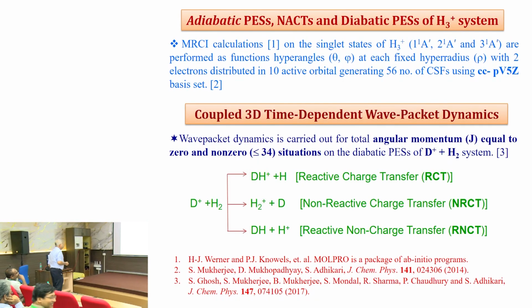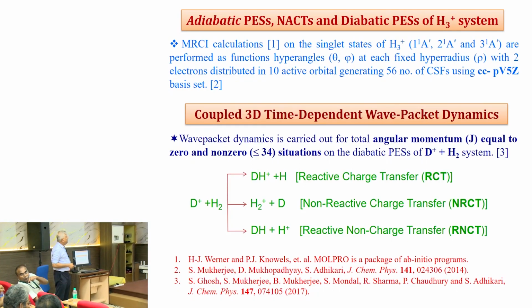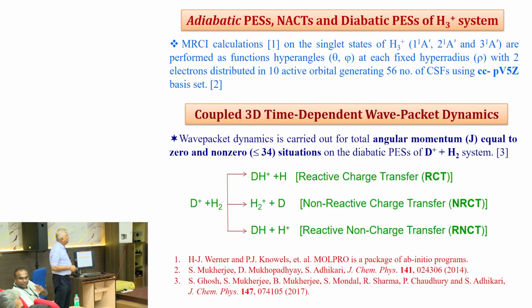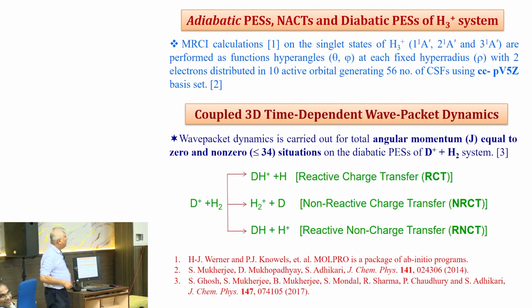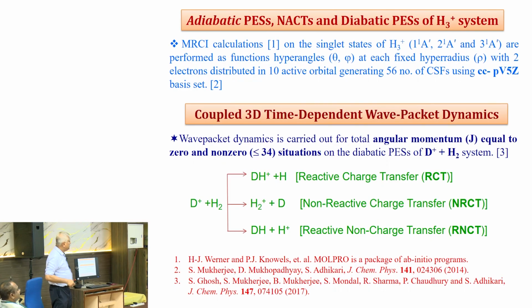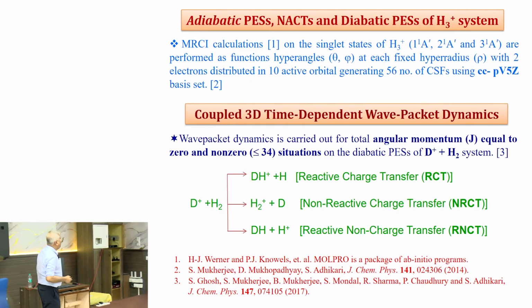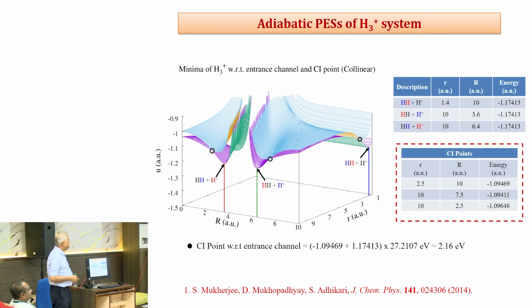What I did first was generate the potential energy surfaces for the first three electronic states, and compare with very accurate experimental molecular beam cross sections and rate constants. As for example, what are the processes? D plus H2 gives DH plus H, reactive charge transfer, and so on. Experimental results are there, molecular beam cross sections. And therefore, for all three electronic states, we first calculate the potential energy surfaces.